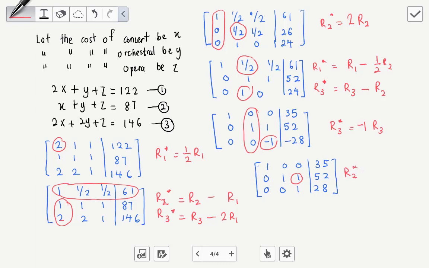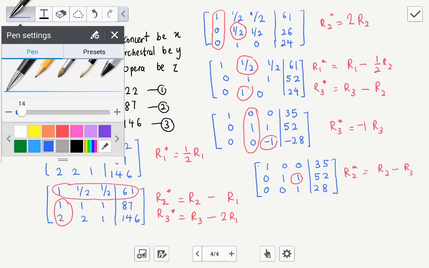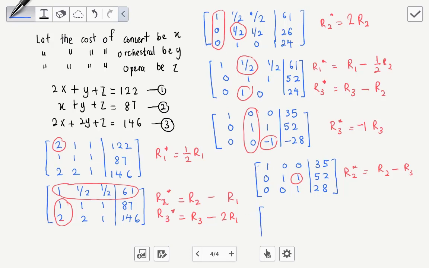So the operation is on row 2. What we're going to do? We're going to take row 2, just minus with row 3. Okay, so let's write down the answer. No changes on row 1, 1, 0, 0, 35. Now, row 2 minus row 3, 0 minus 0, 0, 1 minus 0, 1, 1 minus 1, 0, 52 minus 28 will be giving us 24. And row 3, no changes on row 3. So once you get your identity, it means we have finished our Gauss Jordan elimination method.